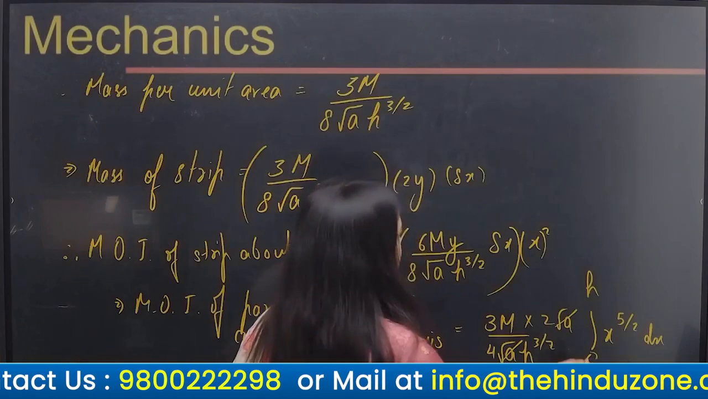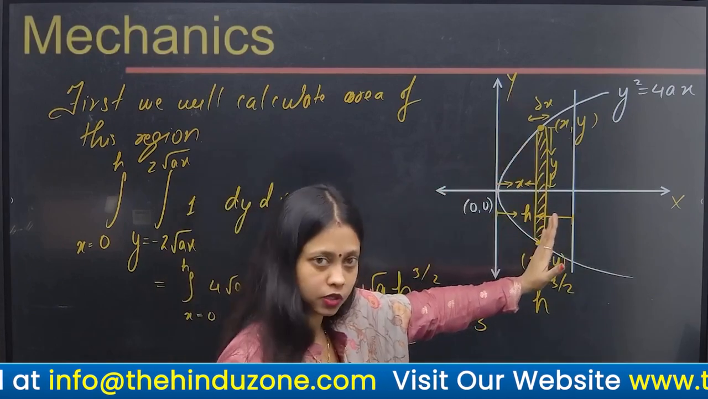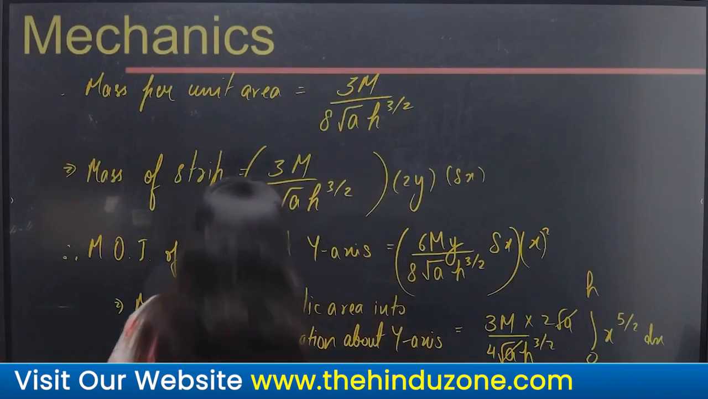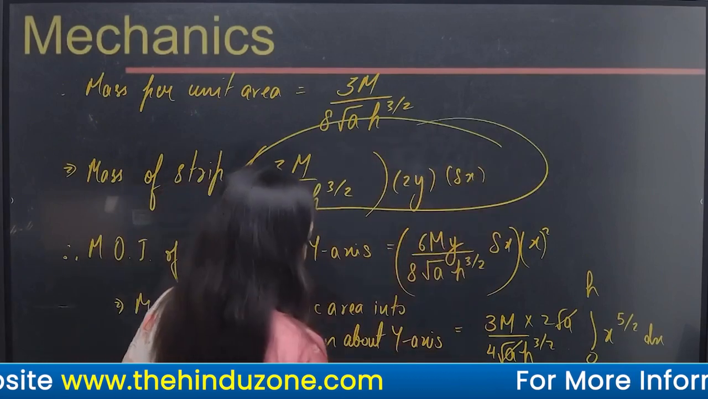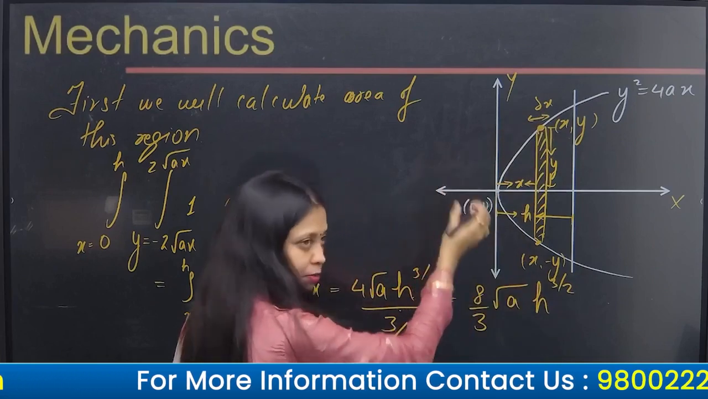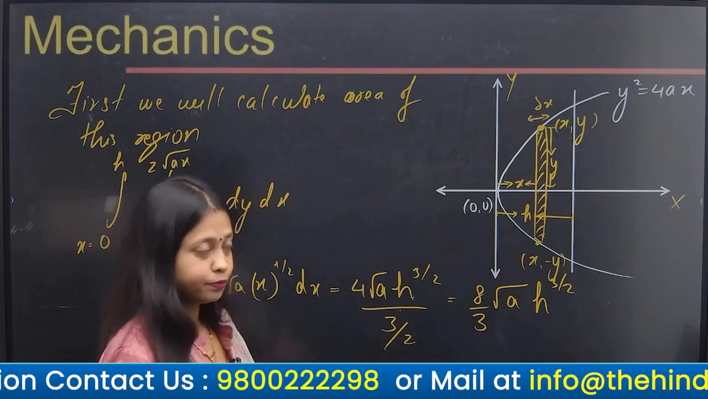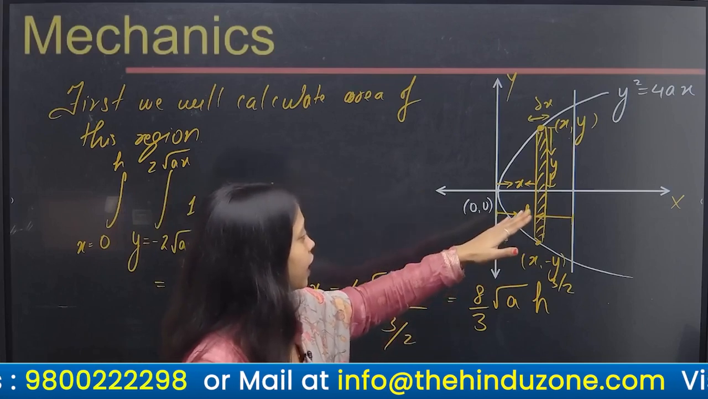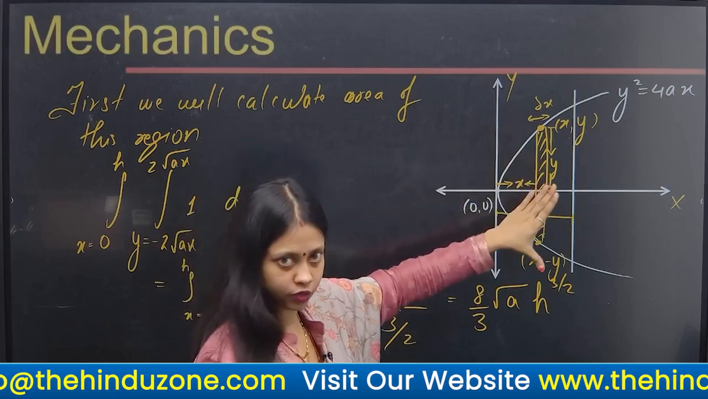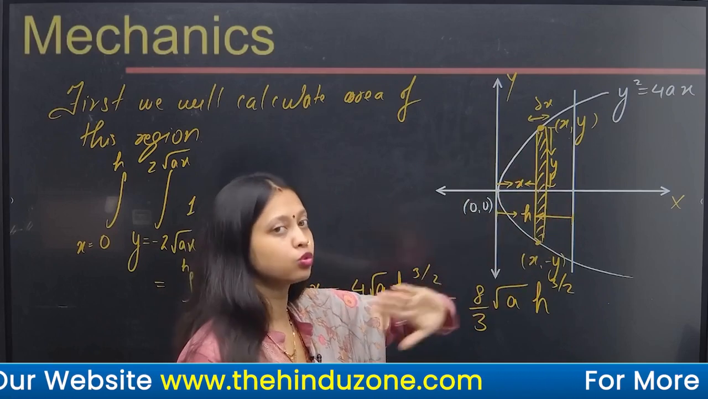So about the axis of the parabola, that is the x-axis. So the change would be, obviously mass will be same. So this is the mass of the shell. But now I can directly find the moment of inertia. See, this strip can be considered as a rod, and the line is passing through the center of the rod. So that is m a square by 3, where a was half the length of the rod. Here the length of the rod is 2y, so half of that will be y. So m y square by 3.